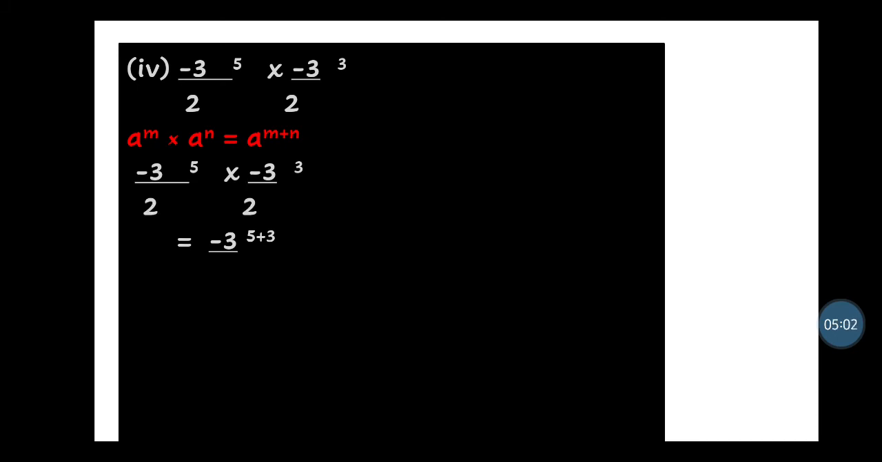Minus 3 upon 2 raised to 5 into minus 3 upon 2 the whole cube is equal to minus 3 upon 2 raised to 5 plus 3. That we will get minus 3 upon 2 raised to 8. Final answer, minus 3 upon 2 raised to 5 into minus 3 upon 2 raised to 3, that is the whole cube, is equal to minus 3 upon 2 raised to 8.